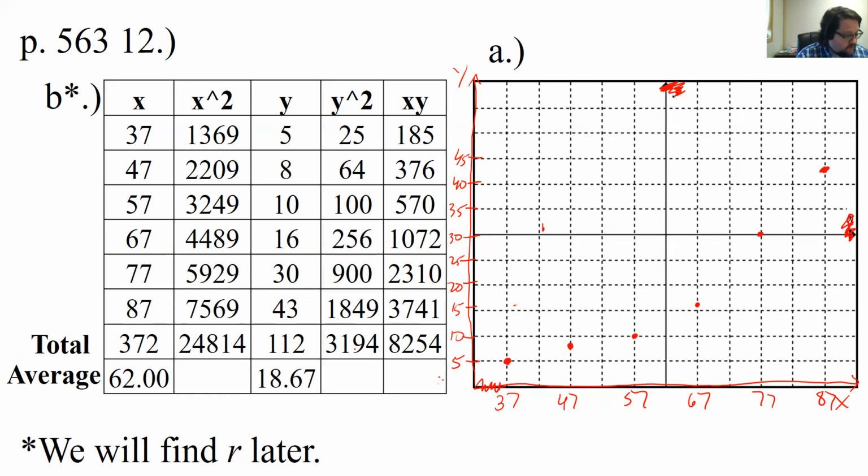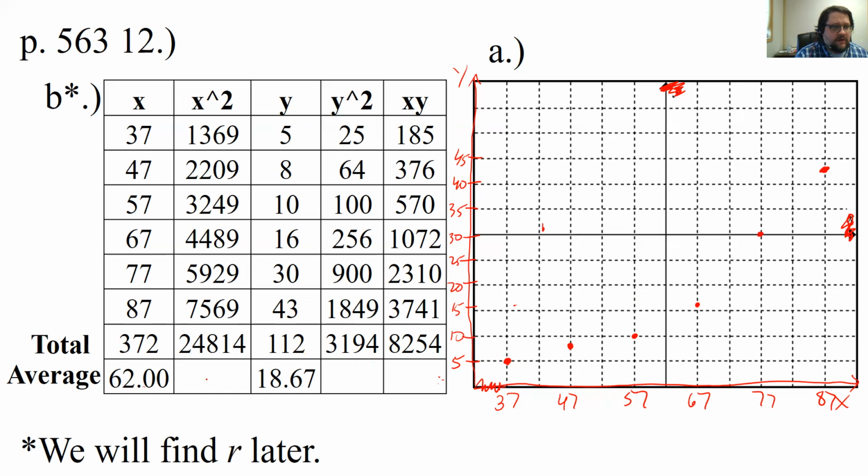Yep, 372 for the sum of the X's, sum of the Y's, 112, that's the same, 24,814, 3194, sum of the products, 8254, and so on. And we'll come back to the R value a little bit later.